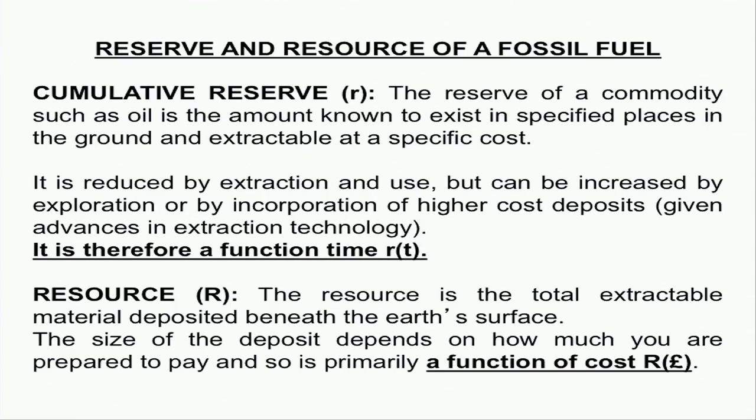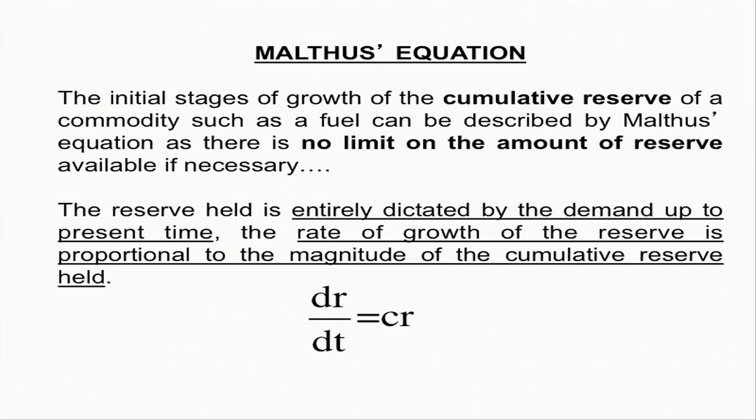Then we need to look at resource, which we give the symbol big R. Try not to get confused between cumulative reserve, little r, and resource, big R. Remember, the resource is the total extractable material that's going to be deposited beneath the Earth's surface. Now, the size of that deposit is going to depend on how much you want to pay. So big R is a function of cost.